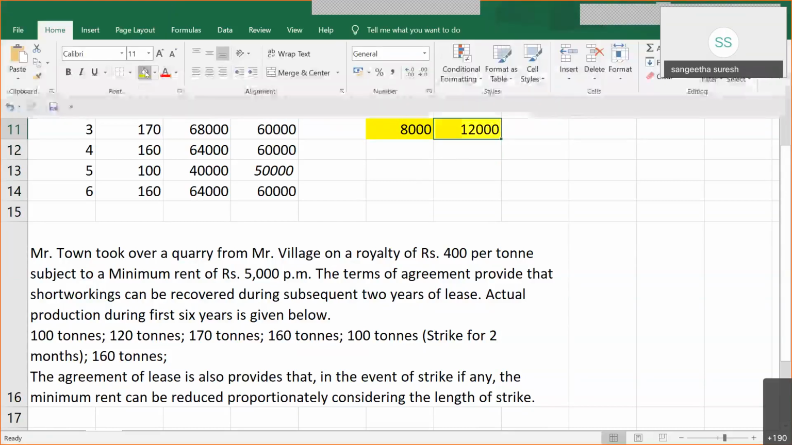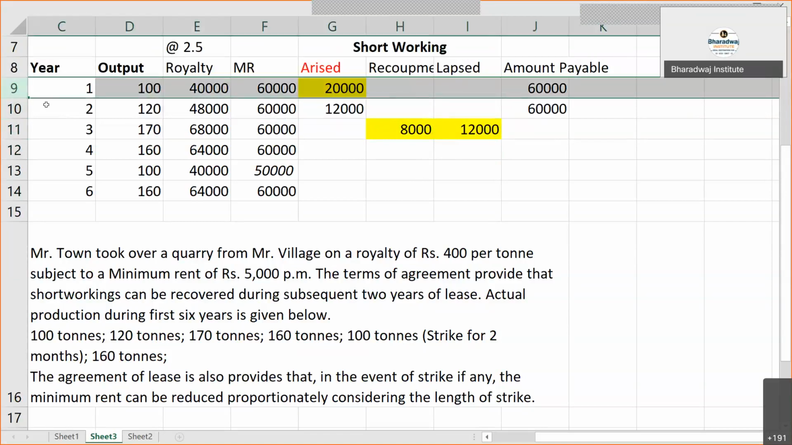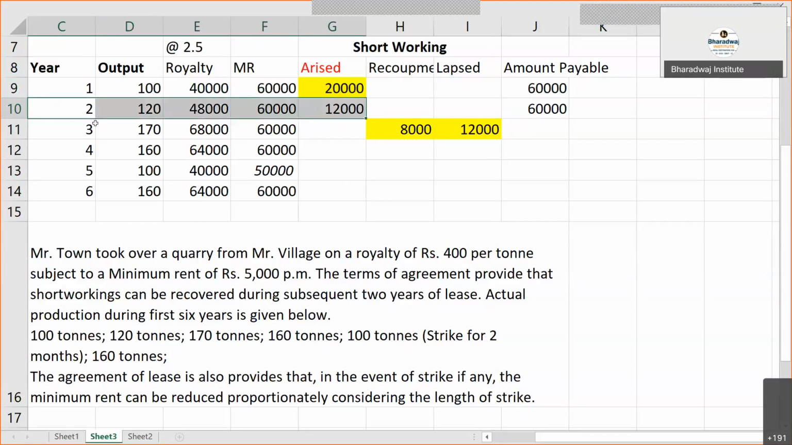Why? Because the time allowed is the subsequent 2 years. So for the first year short working, you can wait till the 2nd year and 3rd year. And you have to pay the minimum amount of 60,000 to the landlord. Any doubt in this? For this 20,000, there is a surplus of 8,000 available. You recover that. The remaining 12,000 will be lapsed.